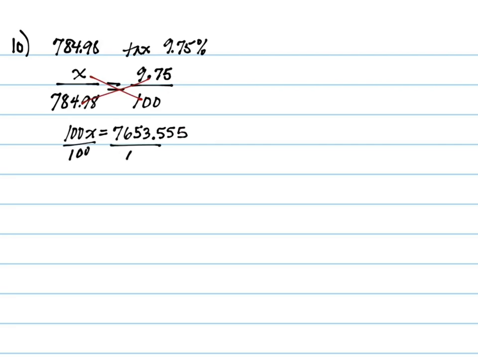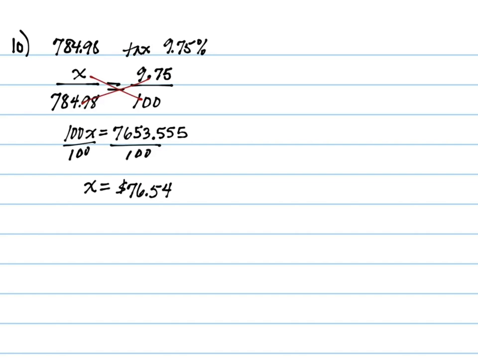And then we'll divide by 100. When we divide by 100 here, we do need to round because we are dealing with money. So I need to round this to 2 decimal places, and I would get 76.54. That's my tax. Is that what it asked me to find?